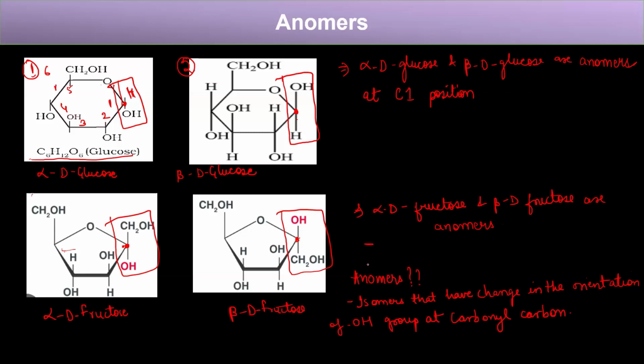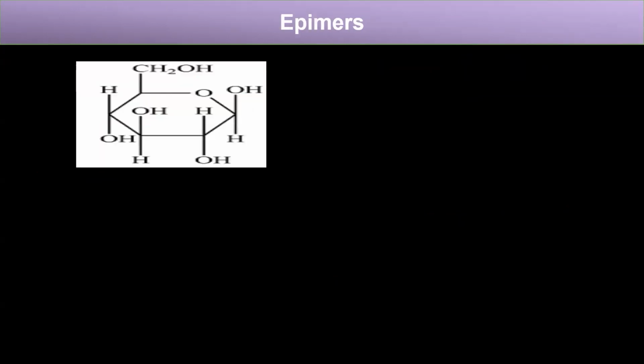While in the case of fructose, alpha-D-fructose and beta-D-fructose are anomers at the carbon-2 position, because in the case of fructose, the second carbon is the carbonyl carbon. Okay? So, this is about anomers. Now, the next thing that we'll see is epimers.